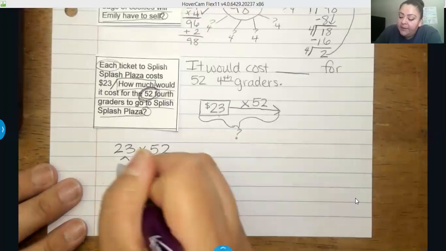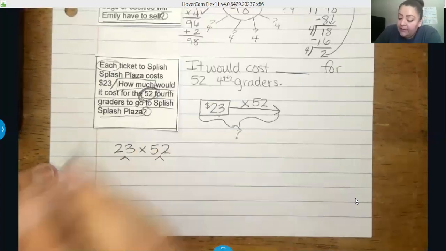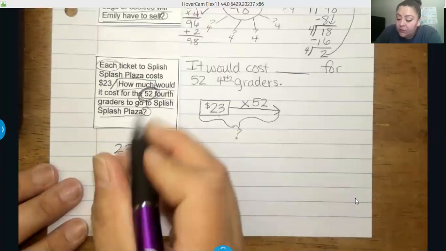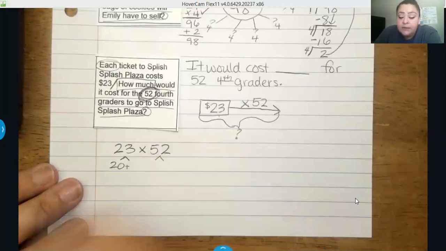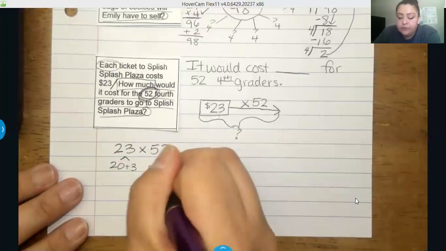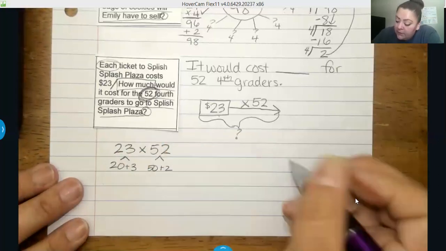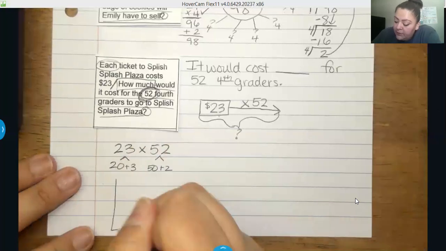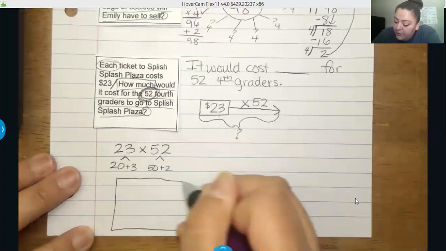So I'm going to break this apart. This is going to be, how many tens do I have in 23? I have 2 tens, which means 20, plus 3 ones. For 52, I have 50 plus 2. Okay, so I'm going to show you really quickly just how it would look in the box method if we broke it apart.